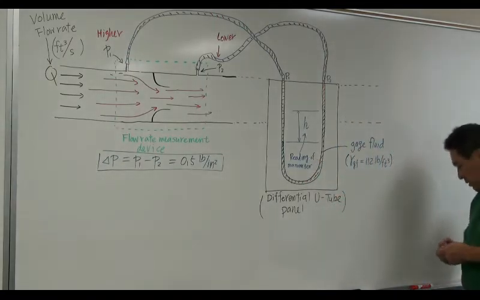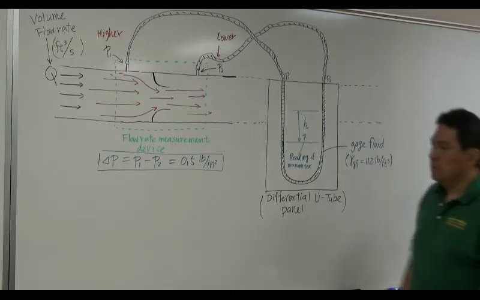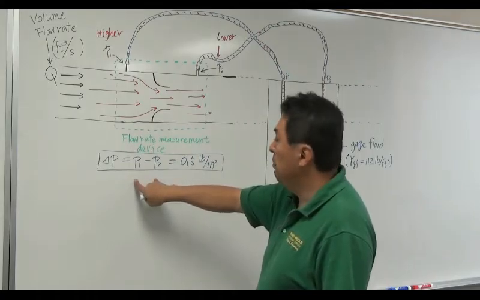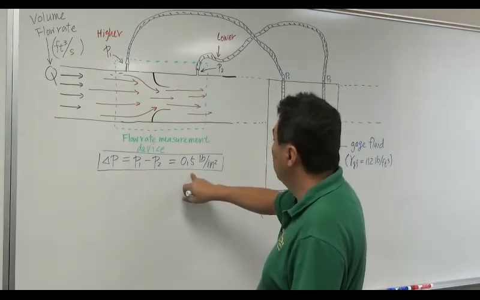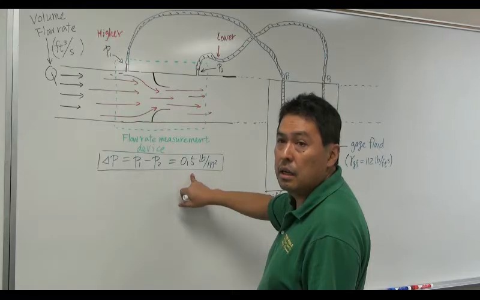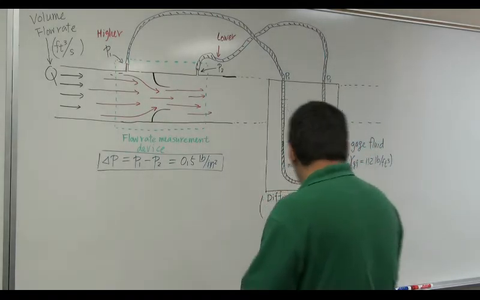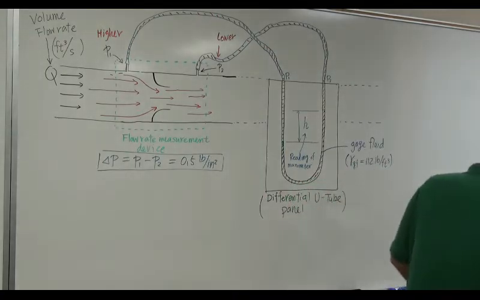Okay, that's H. So the problem is asking you, suppose the pressure difference delta P between P1 and P2 is 0.5 psi, what is this H? That's what the problem is asking. So how do we handle that?